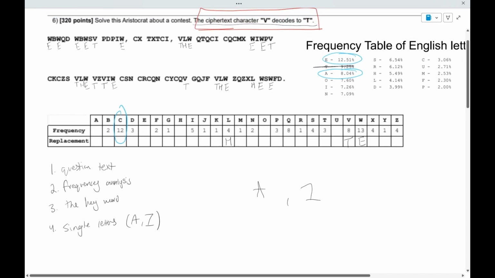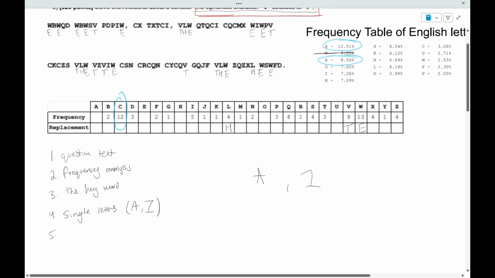Now, the fifth step you want to take a look at is when you have the apostrophe letter. So this is typically going to be apostrophe T, apostrophe S. I've sometimes seen apostrophe NT.